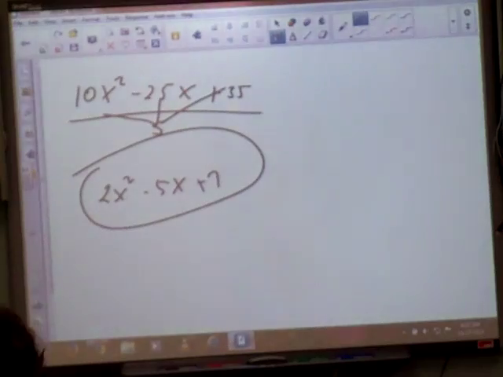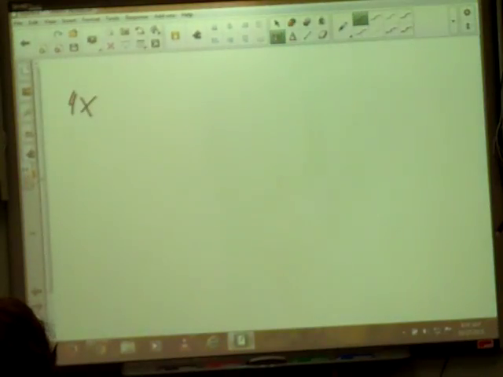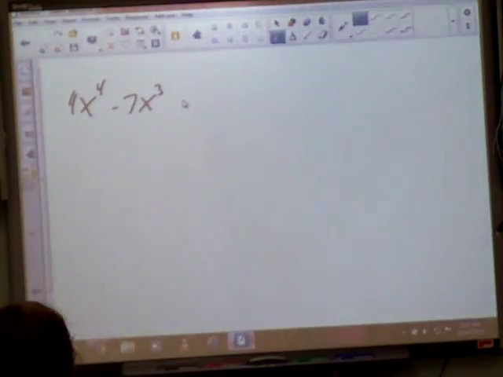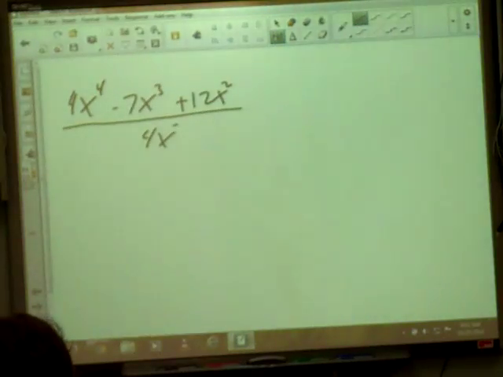Same thing when it's got a variable in the denominator. Let's look at one of those. 4x to the 4th minus 7x cubed plus 12x squared. We're going to divide that by 4x cubed. Okay, same thing. This one's going to be a little bit different because it doesn't all go into it evenly and because it's got the variable. But we're still going to do the same thing, divide each term by 4x cubed.